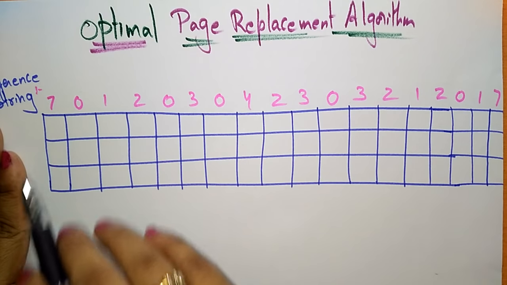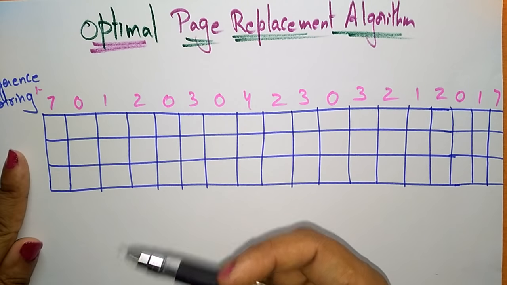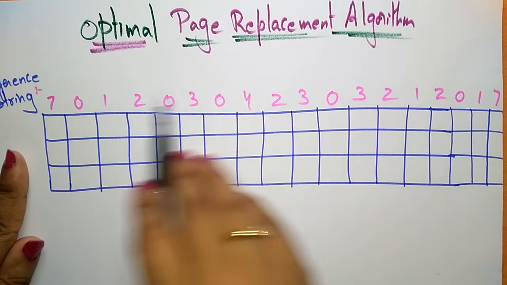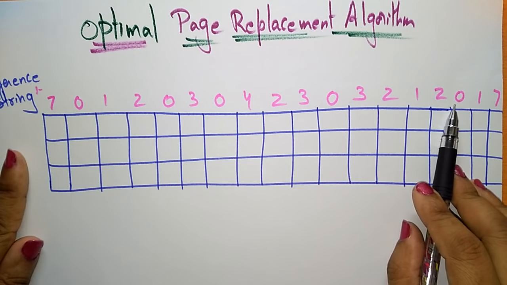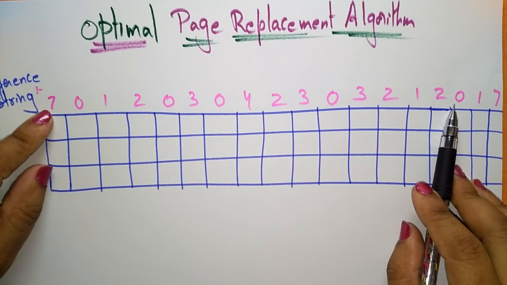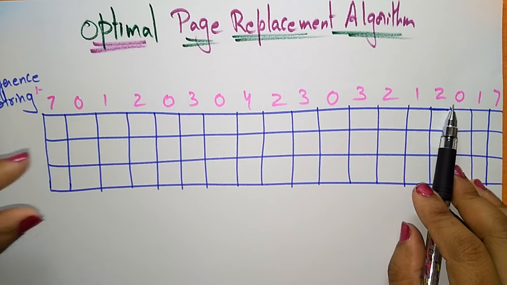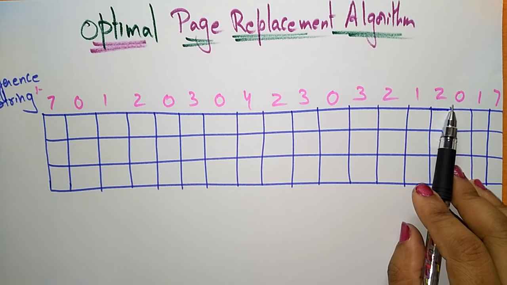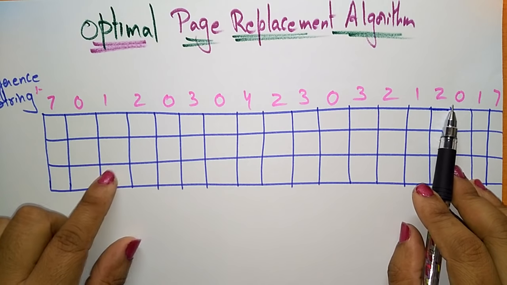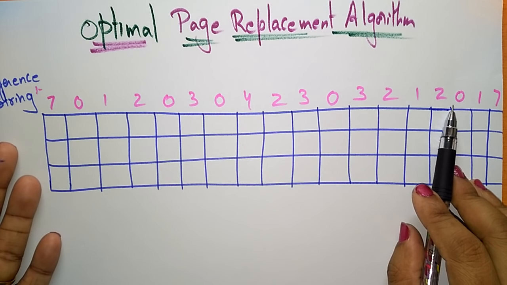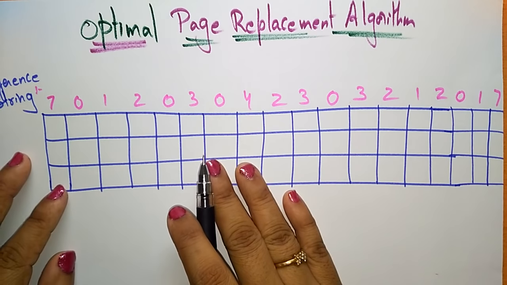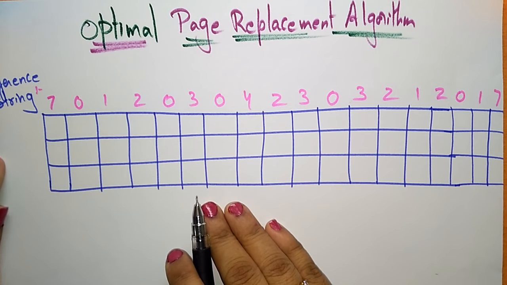The hit ratios or the page fault ratios will all be based on the reference string taken by the user. Whatever string he has taken, if those pages are present in the main memory, then you will get fewer page faults. If those pages are not present in the main memory, then you will get more page faults. That is the main difference between the different algorithms. Now let us see the technique followed by the optimal page replacement algorithm.